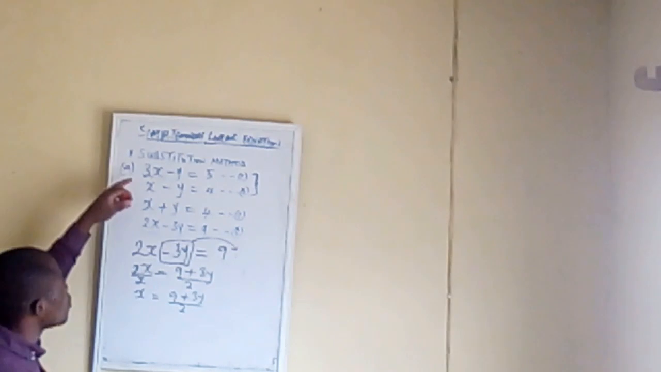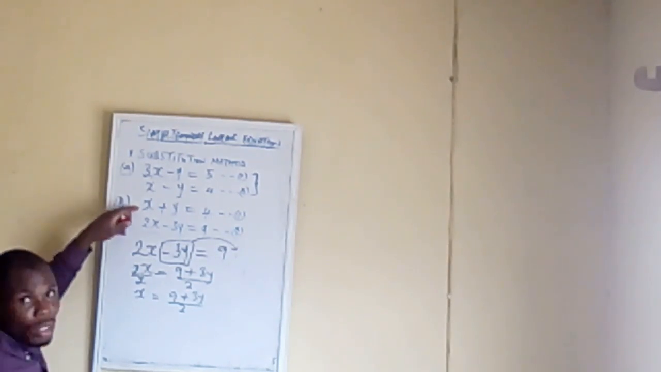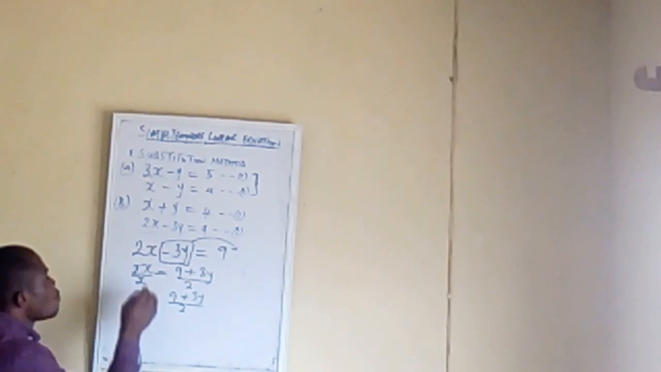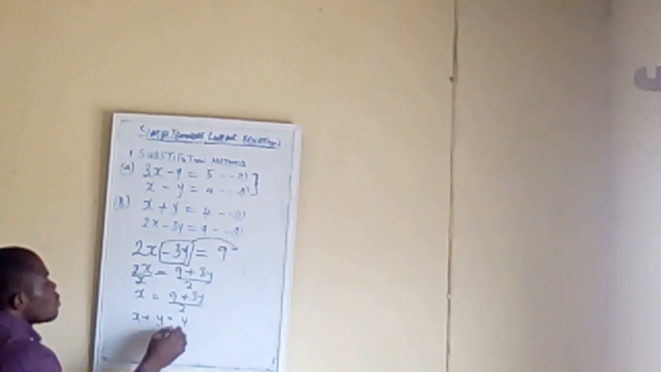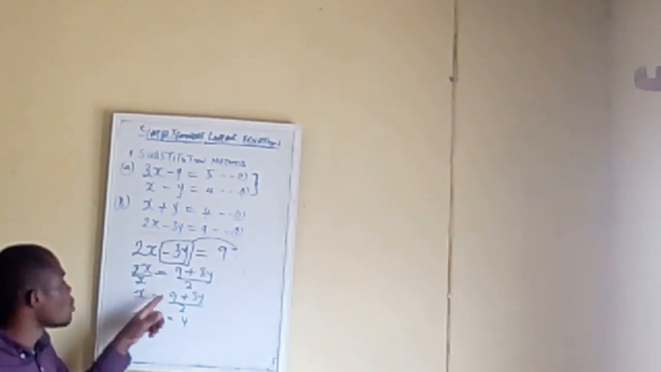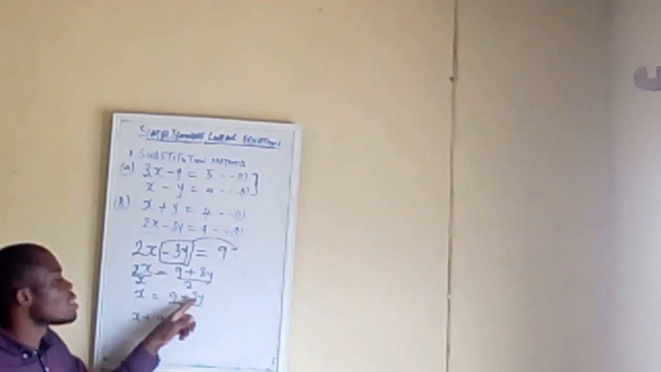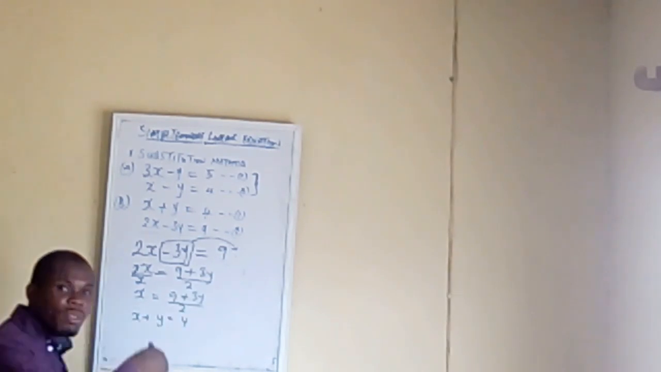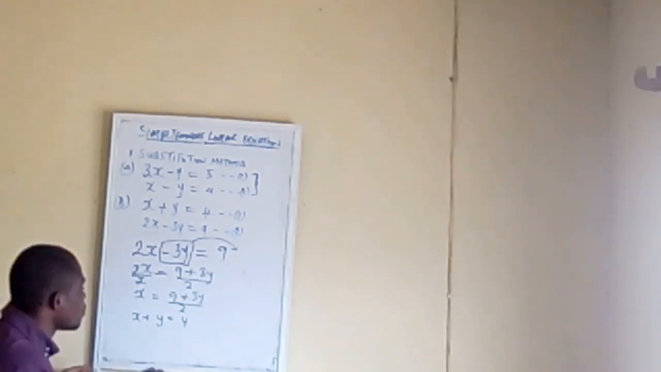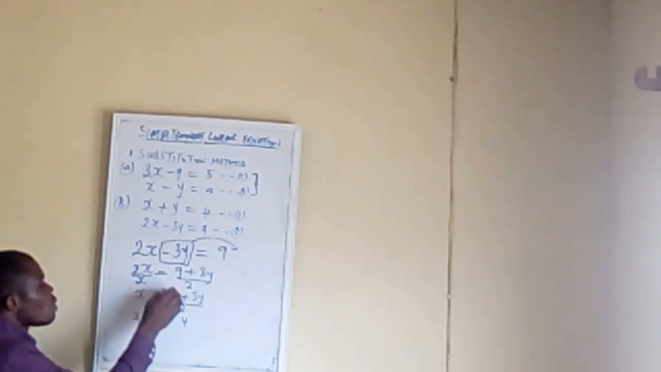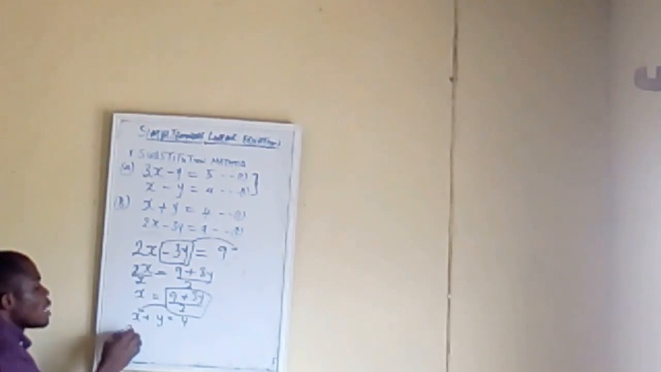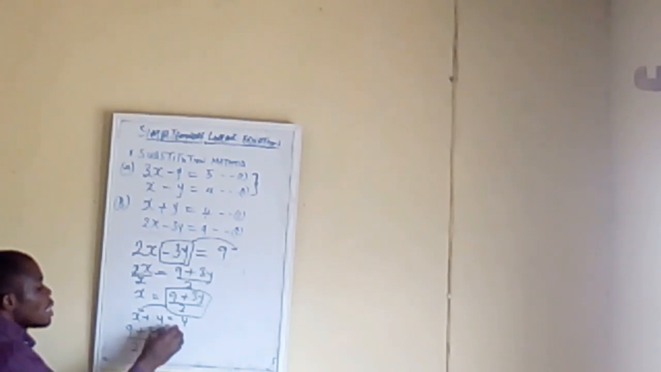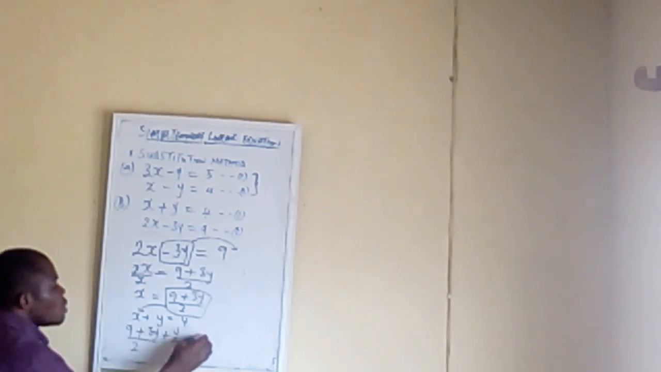I can now recall equation 1, which I have not done anything on. Equation 1 says x plus y equals 4. And remember, the value of my x is the same thing as 9 plus 3y over 2. So I can substitute for x. I'll take the whole of this and substitute it into equation 1. That will be 9 plus 3y over 2 plus y, which I can make over 1, equals 4.